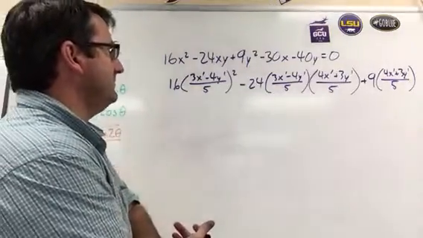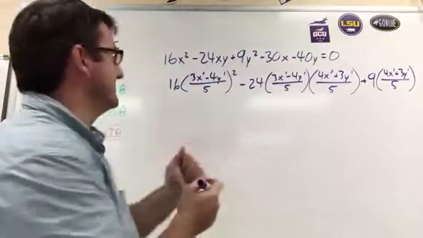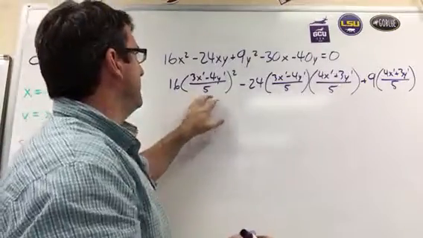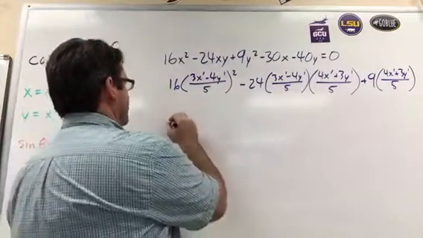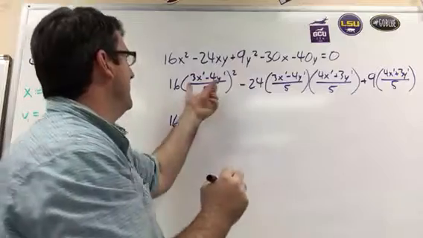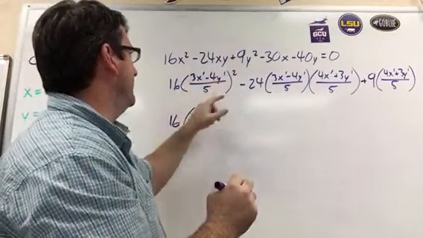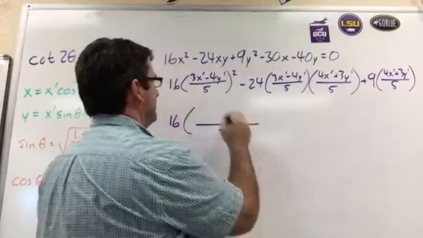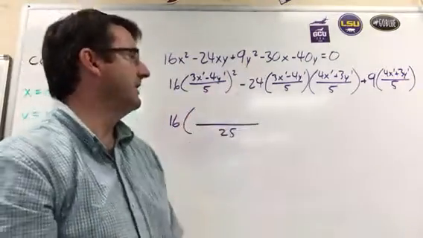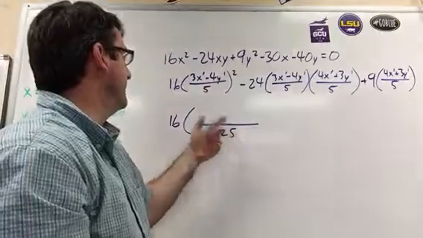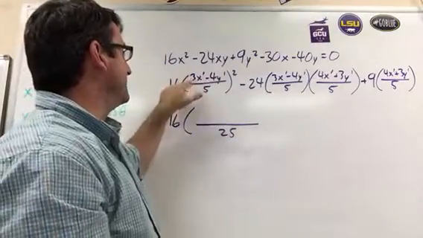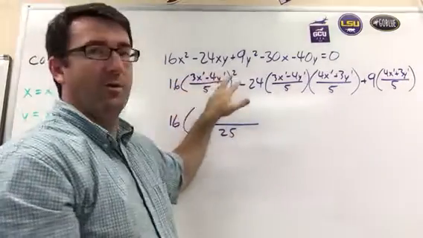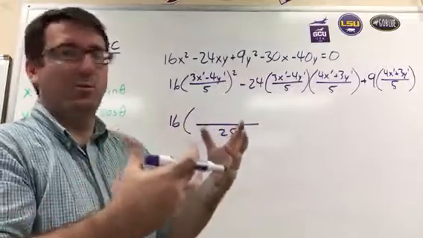canceling out, or the xy terms canceling out. So let's go ahead and expand this out. So we get 16 times the denominator on this is just going to be 25. 25 squared is 25. So that's going to be our denominator. The numerator is going to be (3x' minus 4y') squared.